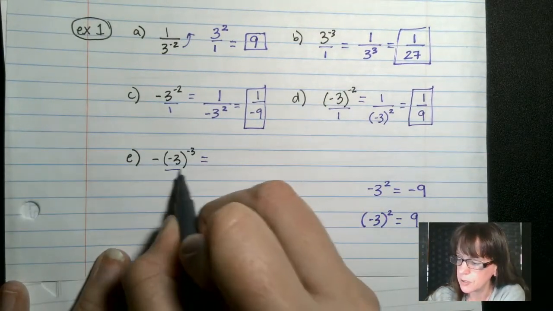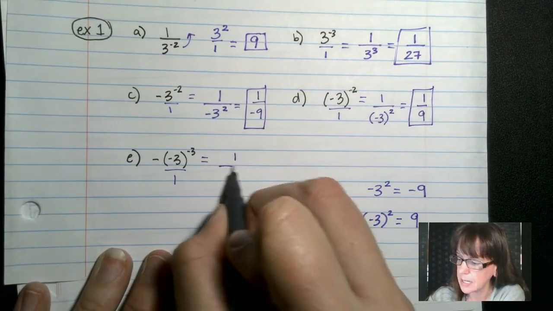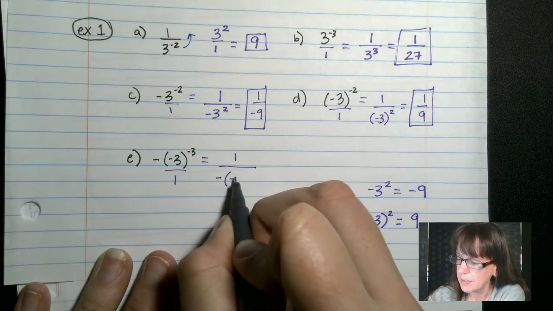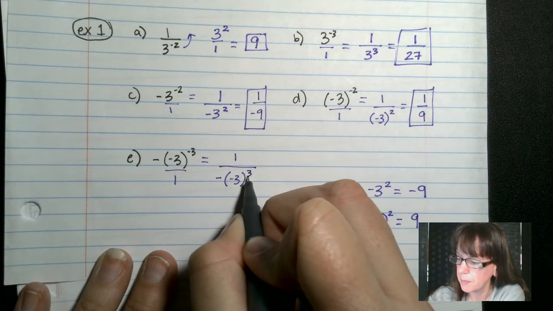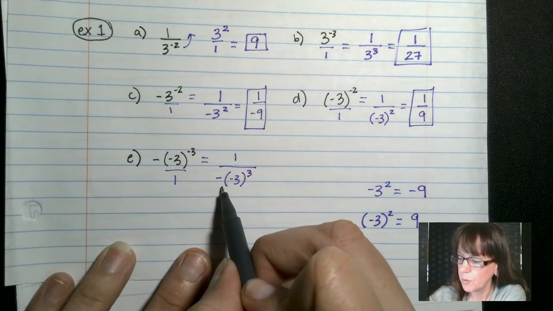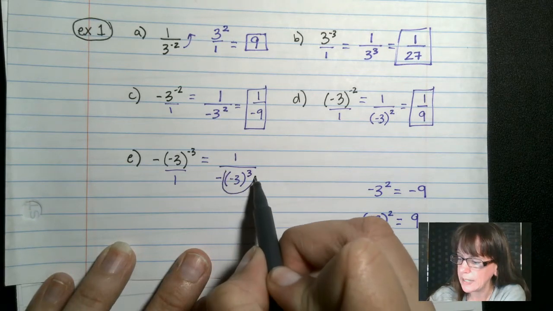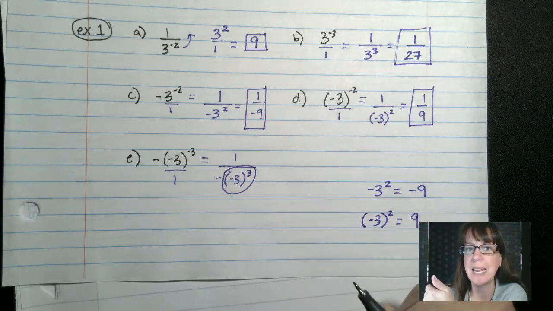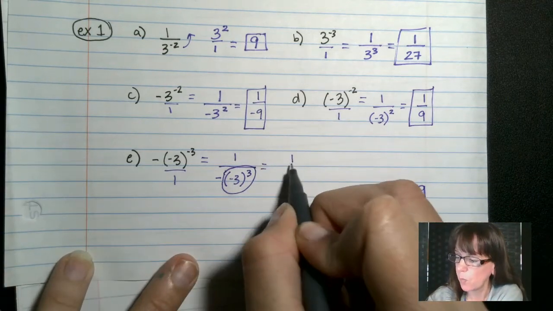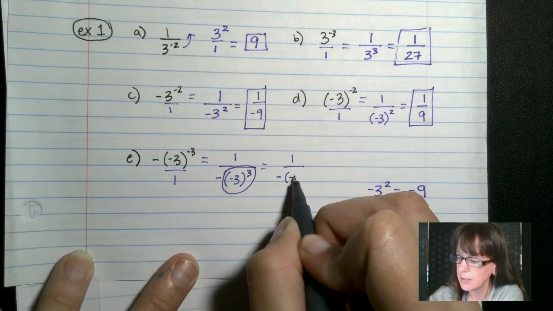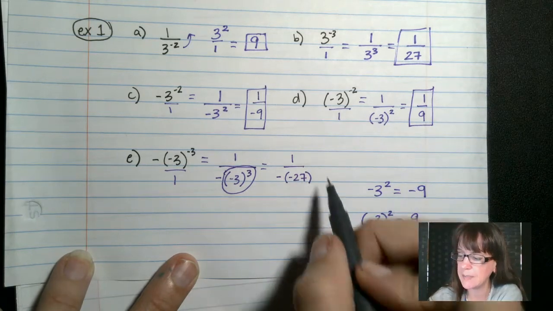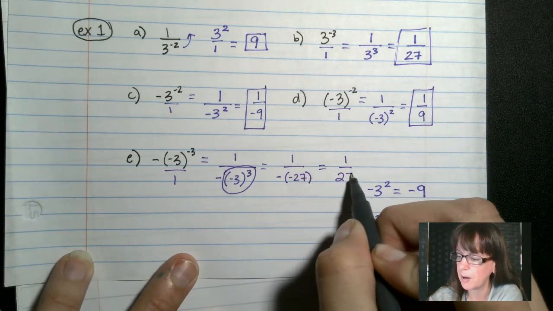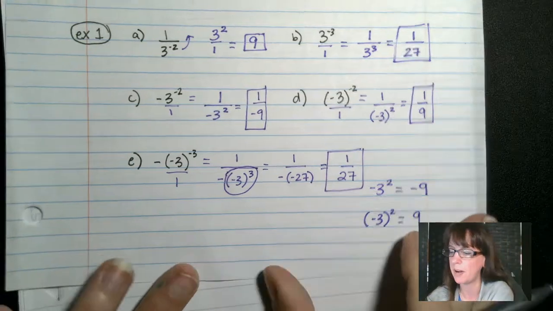All right, here, this is currently upstairs. Let's move it downstairs. So we have negative 3 to the positive 3 power. So this right here is negative 3 times negative 3 times negative 3, which would give us negative 27. So we have 1 over negative 27, and a negative times a negative is a positive. So that would be a positive there.